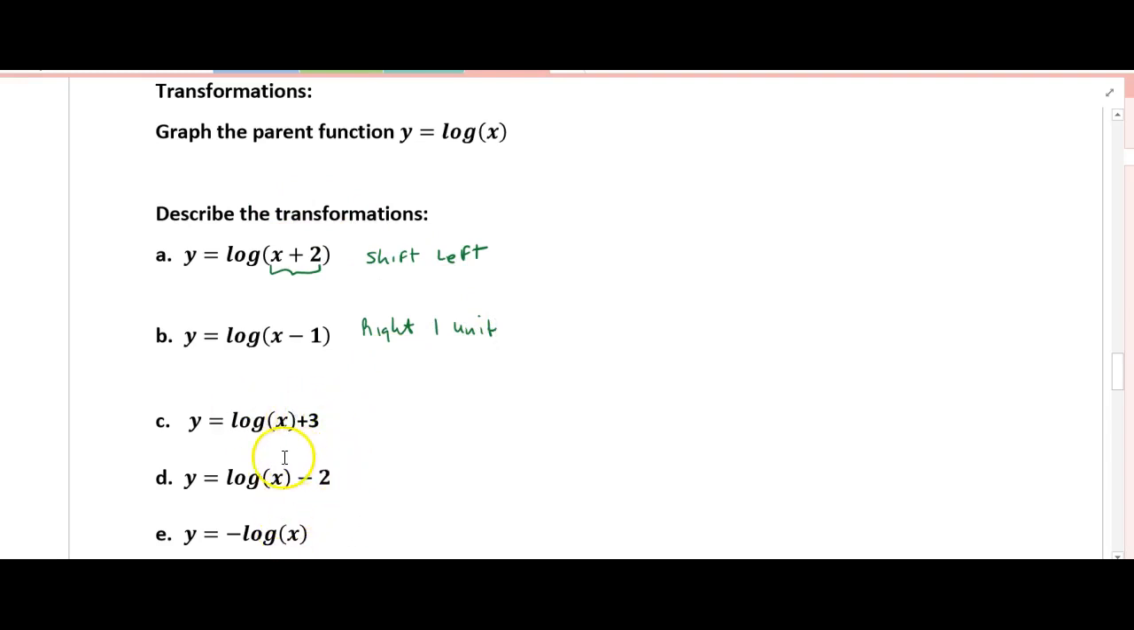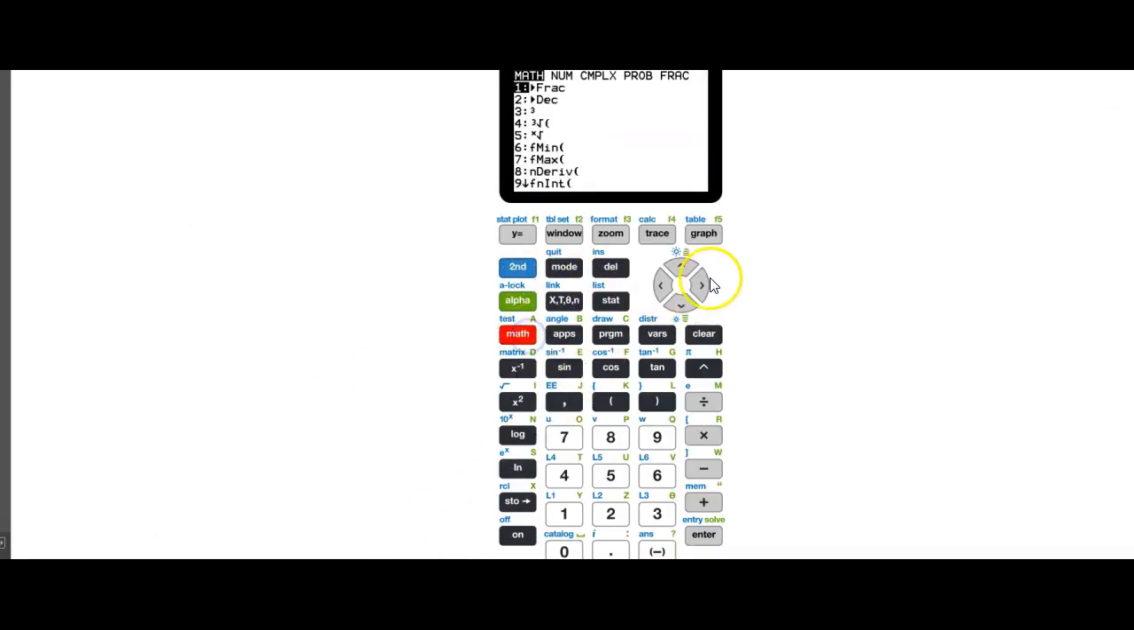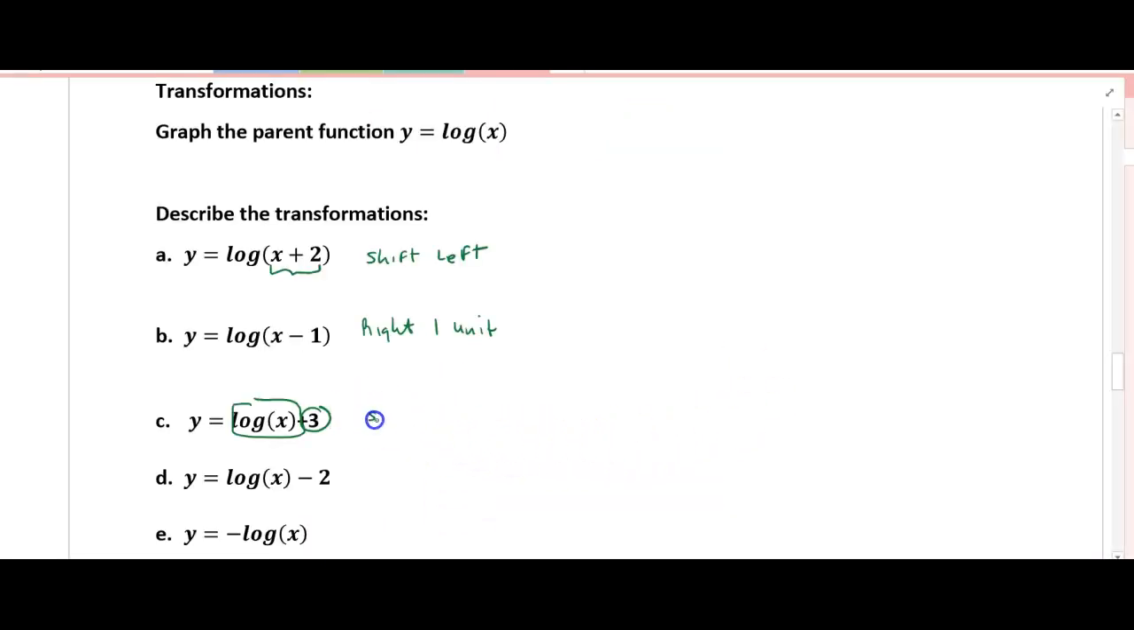Now, if we add something outside the log, you evaluate your log, and then you add 3. What happens when we do this on the calculator? y equals log of x, close parentheses, plus 3. When I graph it, look what happens: you went from (1, 0) to (1, 3). Therefore, it shifted the graph up 3 units. So what do you think is going to happen if I subtract 2 on the outside? That means it's going to go down 2 units.